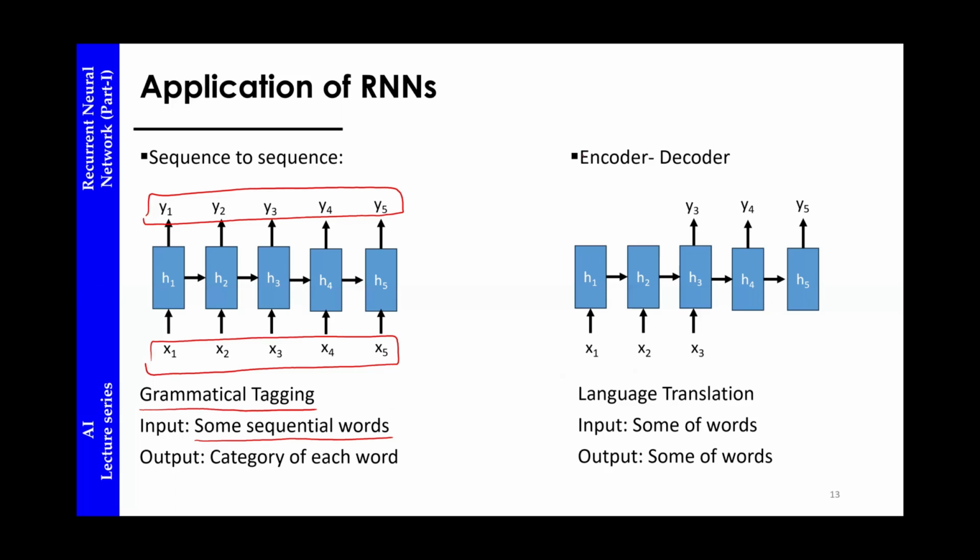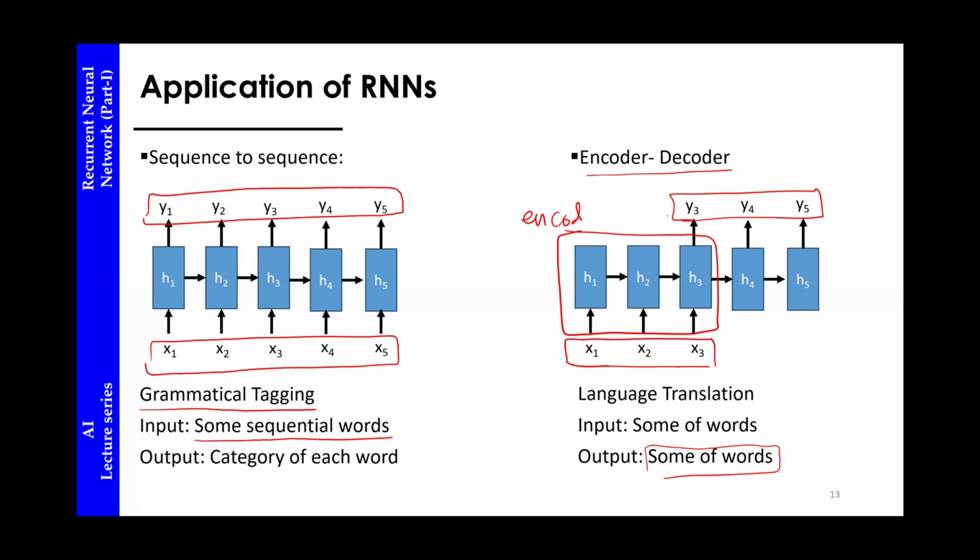The other example is encoder-decoder, which is a very popular method in language translation. Here we can have some words, a vector, introduced to the recurrent neural network, and some words out. It's a special case of vector in, vector out, and this part will be the encoder, and this part will be the decoder.